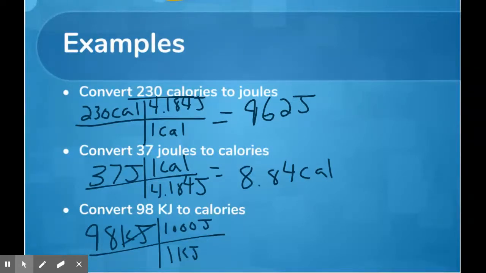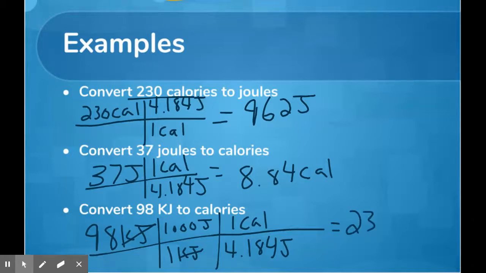Now kilojoules cancels out and we have joules, so now we can use our conversion factor of 1 calorie equals 4.184 joules. And we'll put the 4.184 joules on the bottom and 1 calorie on the top. So you do 98 times 1,000 divided by 4.184 joules, and when you do that, you get 23,400 calories.